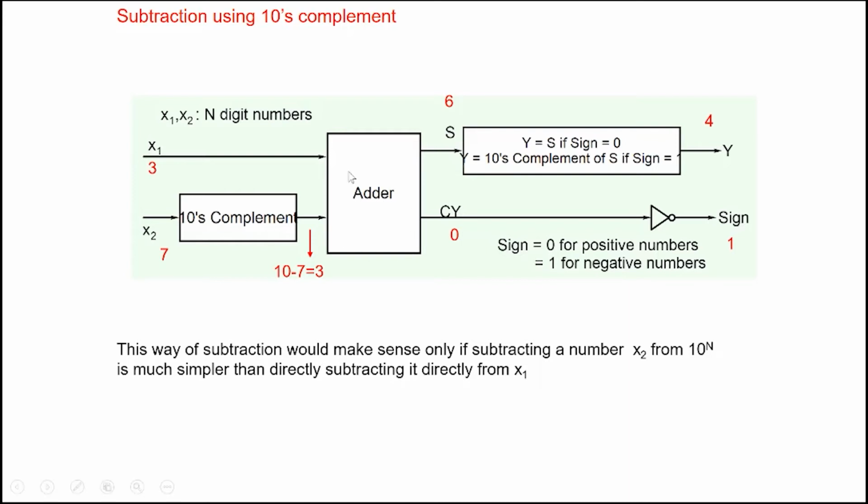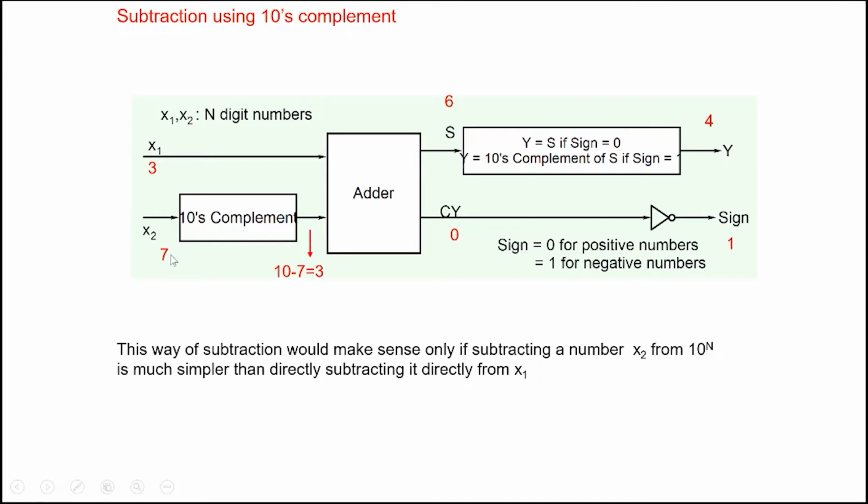So you don't have to build a separate system or circuit for doing subtraction. If you have a circuit for doing addition, you can use that particular circuit for carrying out subtraction also, provided the number that you're trying to subtract is represented in tens complement. So obviously you may be thinking that you're trying to subtract 7 from 3, but to do that, you're also subtracting 7 from 10. So what are you gaining?